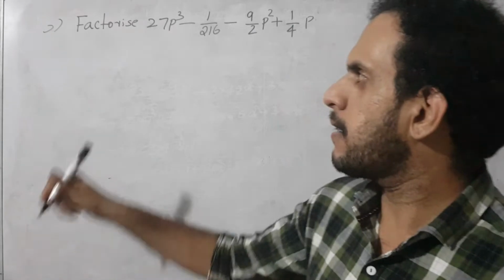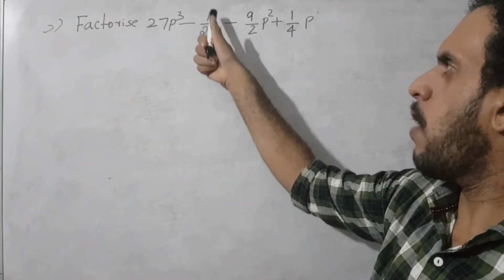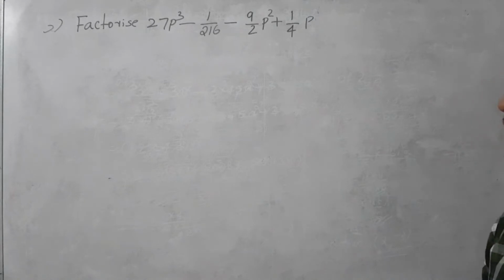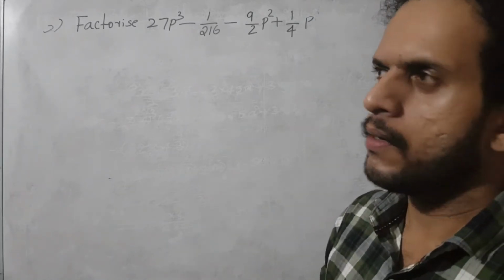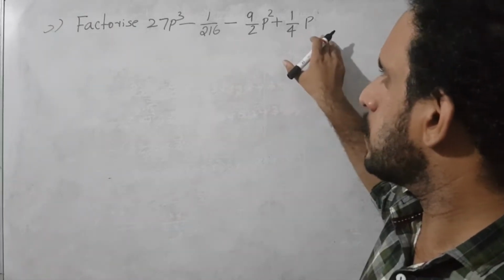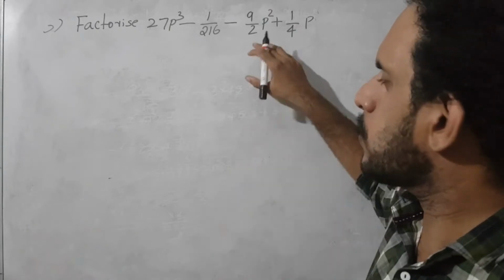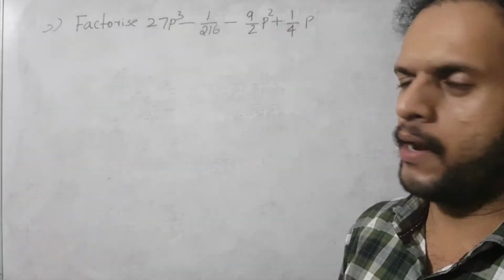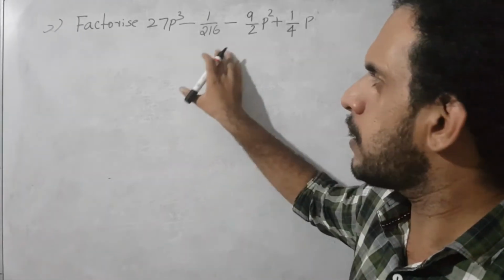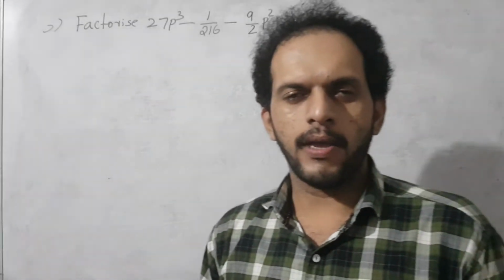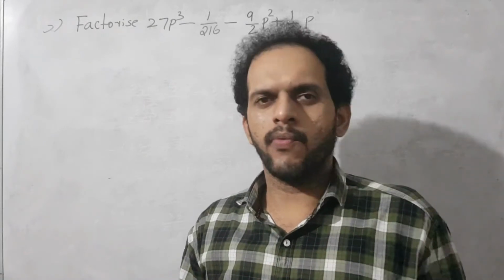Okay. Next we do one more question. The question is like this: factorize 27p cube minus 1 by 216 minus 9 by 2 p square plus 1 by 4 p. Here, in the last two terms, we have some difficulty. Sometimes we feel difficulty converting as a product of 3, correct? So here we are not touching the last two terms, we convert only the first two. Why? Because that is enough to write the x value and y value.